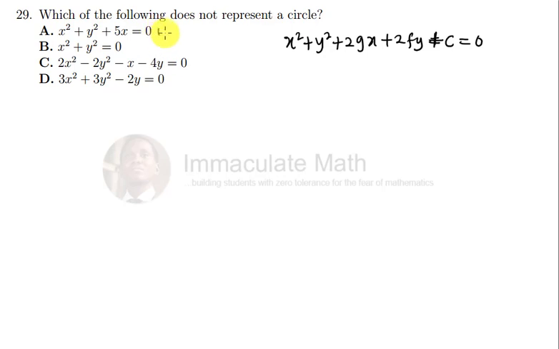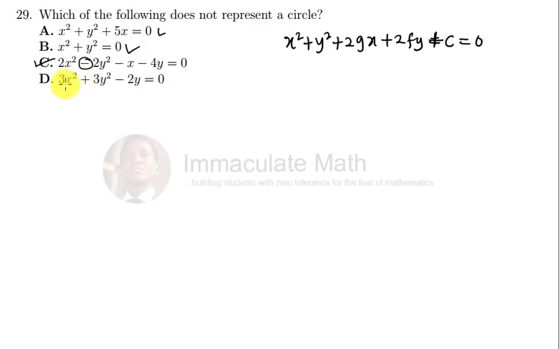Look at this first equation. This satisfies the equation of a circle. The second equation also satisfies the equation of a circle. Look at this option C. You will see that the coefficient of y square, not necessarily considering the constant in front of it, is actually negative. So since this one is negative, that makes it not represent the equation of a circle. So the correct option here is C.